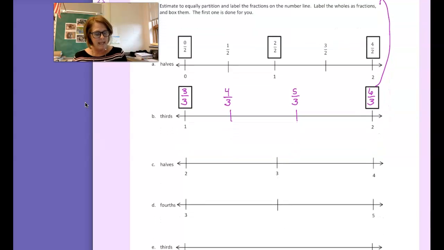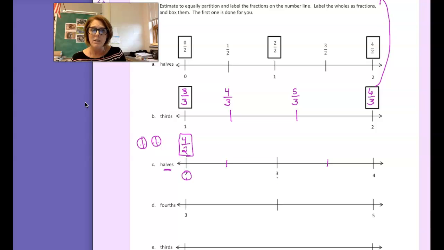Let's look at letter C. So now between whole number 2 and 3, we need to divide that in halves. So we're going to do that. And then between 3 and 4, the same thing. If I have 2 wholes and they're divided into halves, draw a little picture for yourself if you need to. If I have 2 wholes, how many halves do I have? I have 4 halves. And I'm going to put a box around that because it's a whole number and that's what our directions said we should do.